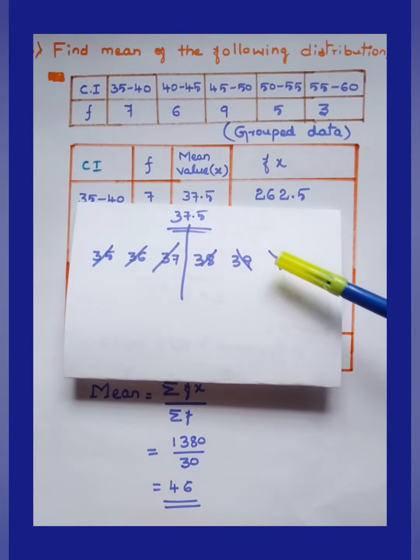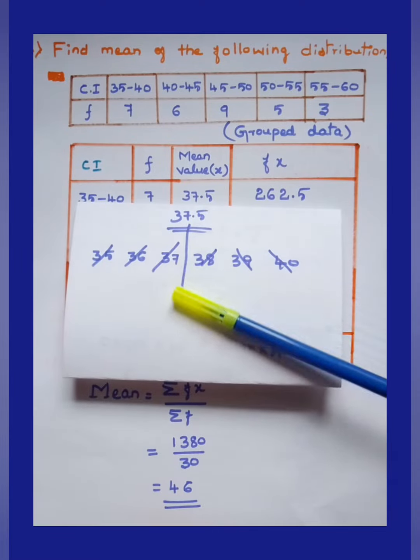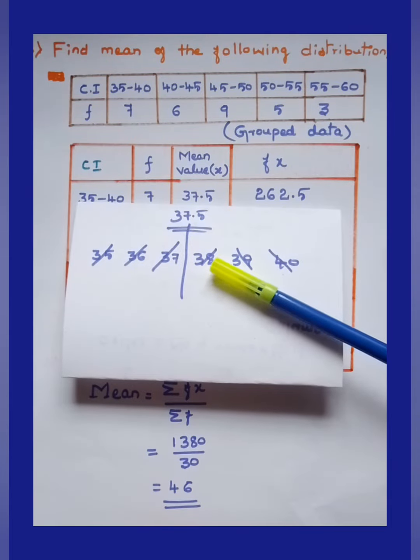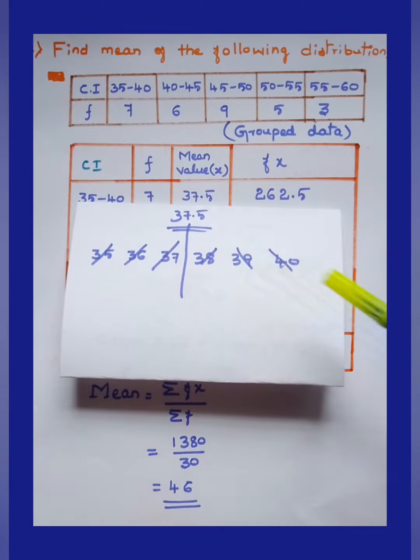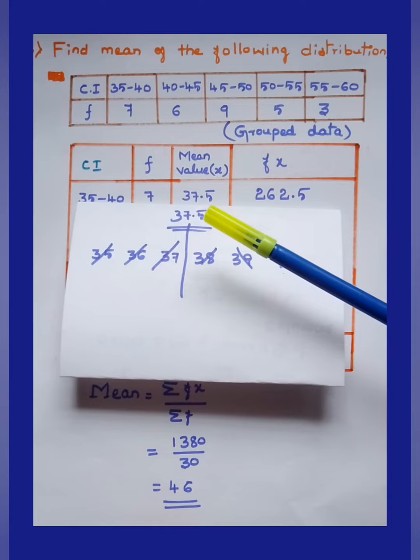Strike out on either side, 1, 2, 3 this side and 1, 2, 3 the other side. And the mean is 37.5. Then it follows by 38, 39, 40. You can strike out equal numbers on either side, and then you can find the mean value. It is 37.5.